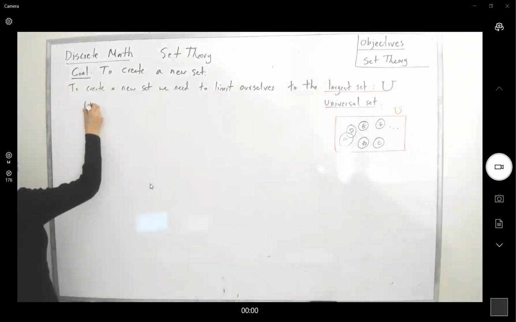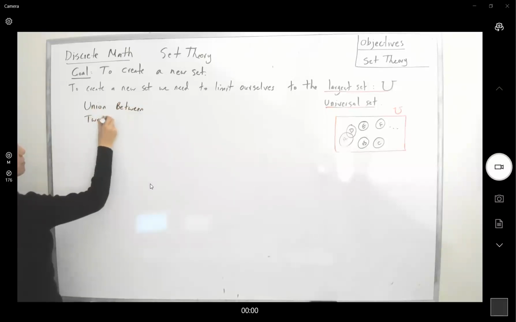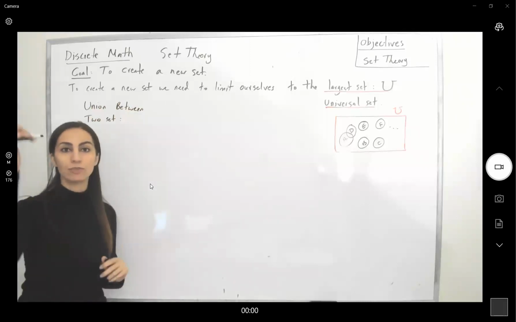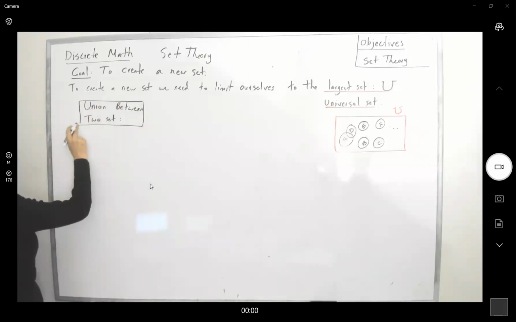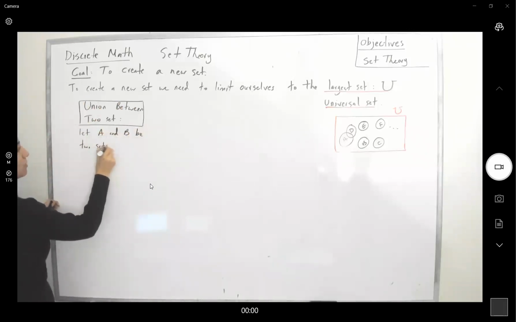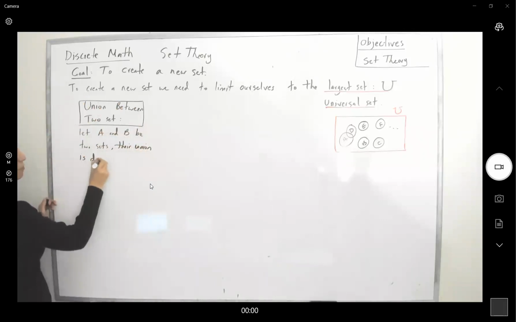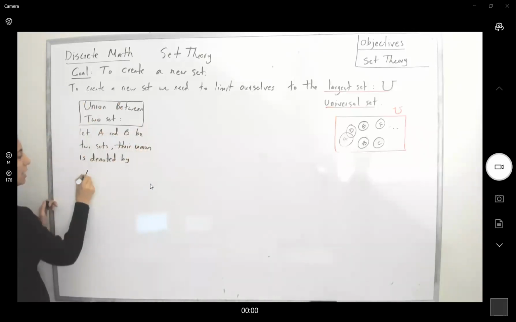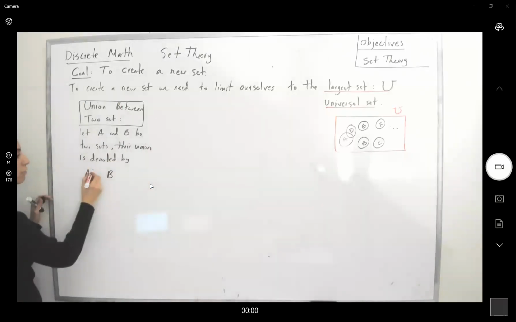The very first one is union between two sets. Suppose you have two sets, like A and B. So let A and B be two sets. Their union is denoted by A union B. It's different from that universal set. This is the union.